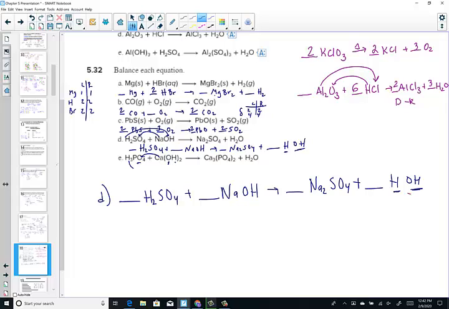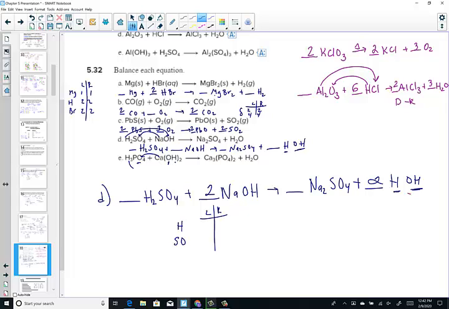All right, 2 Nas, let's double the Nas. 2 Nas, 2 Nas, perfect. 1 sulfate, perfect. 2 H's and 2 OH's means we doubled the water. Now, is that too fast? Are you getting so good you can do this with me?